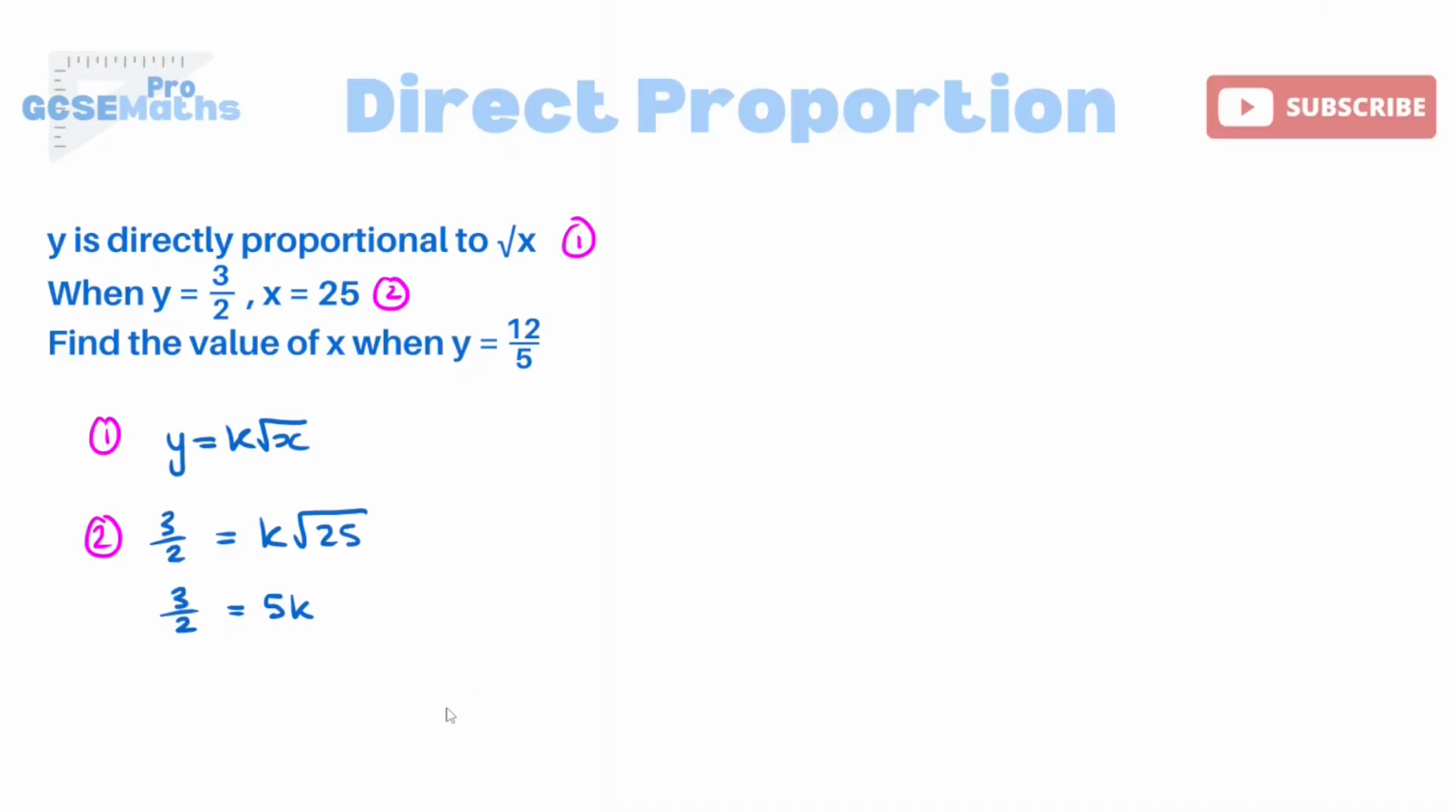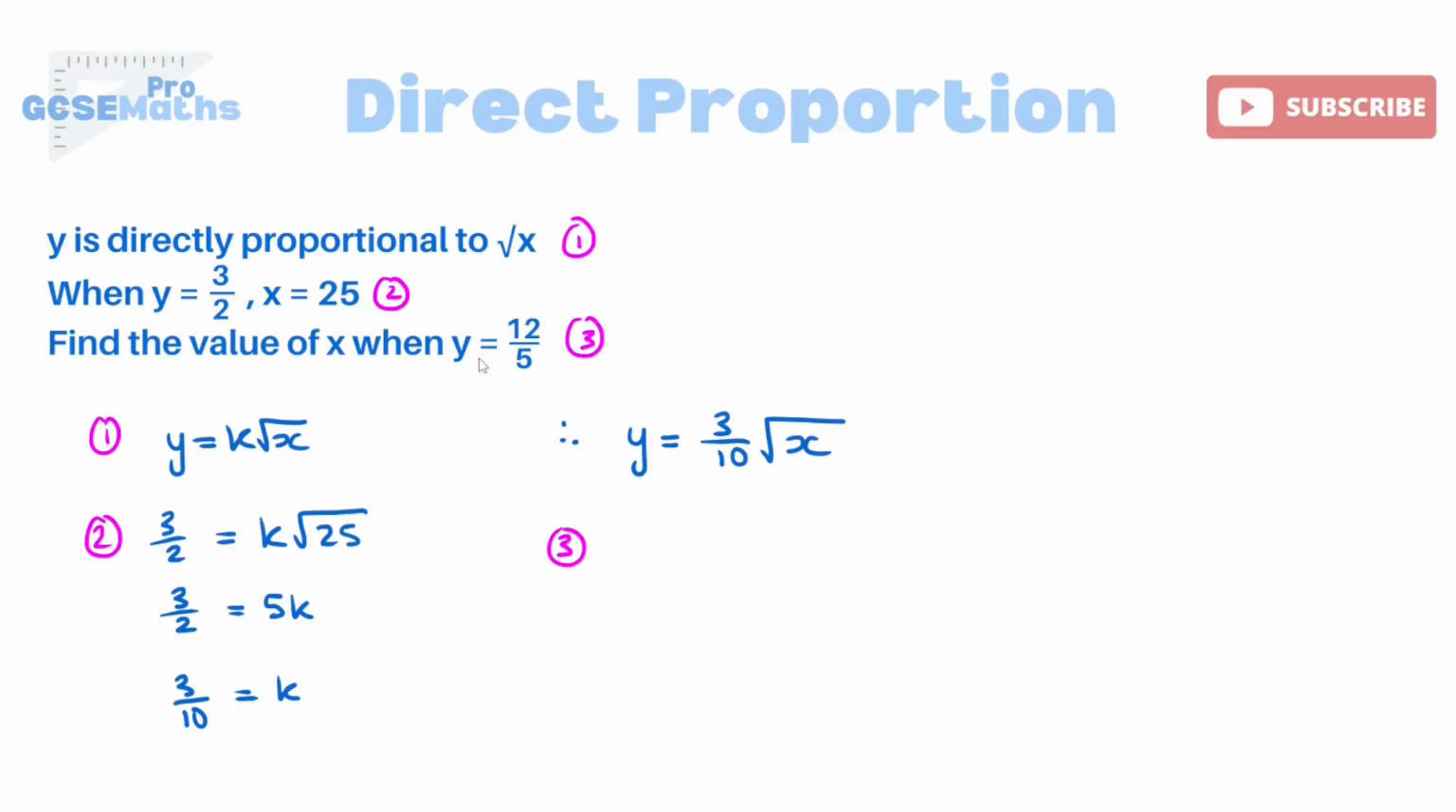So I need to divide 3/2 by 5, and that actually gives me 3/10, or if you want to use a decimal, 0.3. So rewrite my formula just so I remember that I now know the number, the constant, instead of just putting k. And then finally, step 3, answer the question.